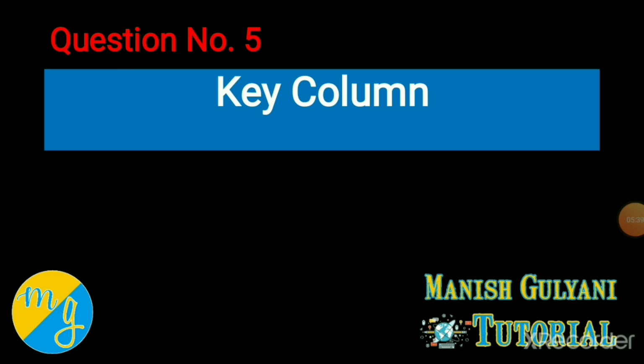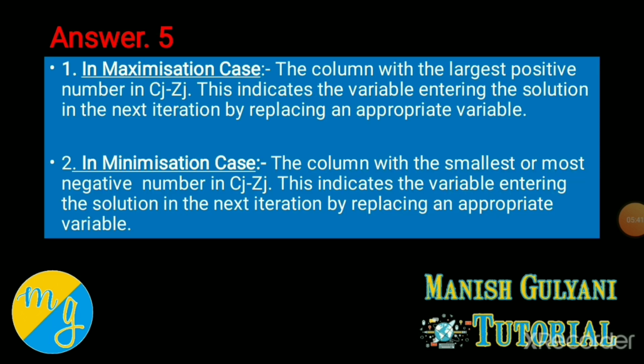First of all, key column is also known as your pivot column, not private column, pivot. So it can be studied under two heads: in case of maximization and in case of minimization. Under the simplex method, you have to identify Cj minus Zj. Remember, it is the last step of your table. You have to calculate the value of Cj minus Zj. So in the maximization case, the column with the largest positive value in Cj minus Zj is known as your key column or pivot column.